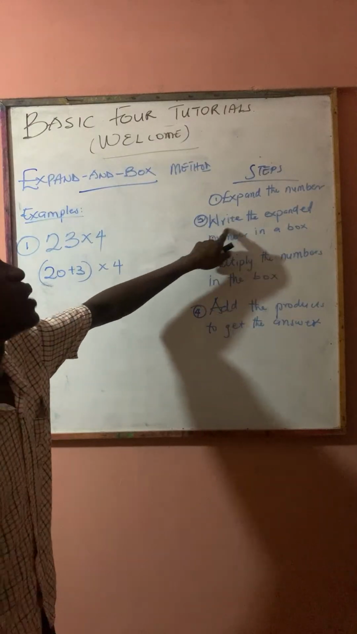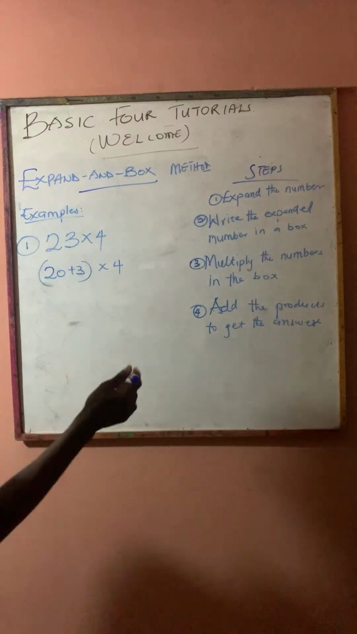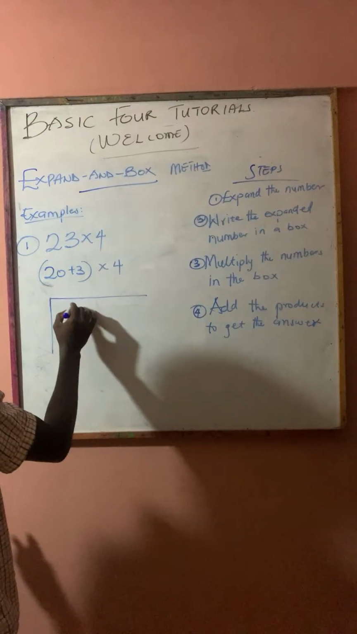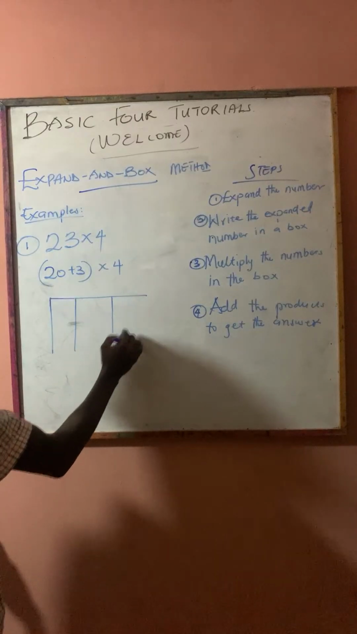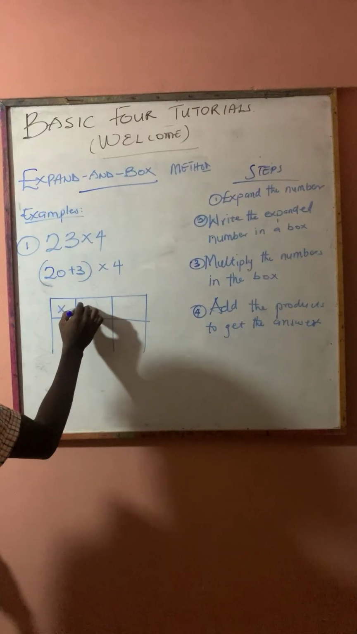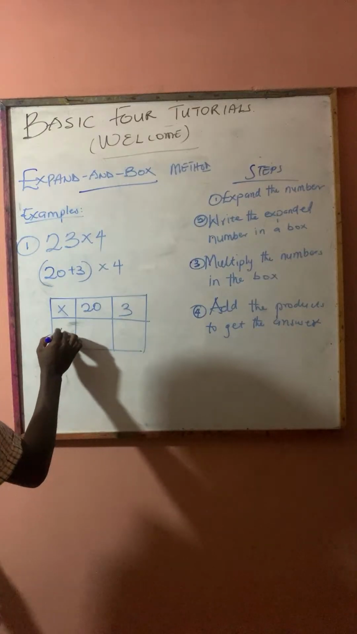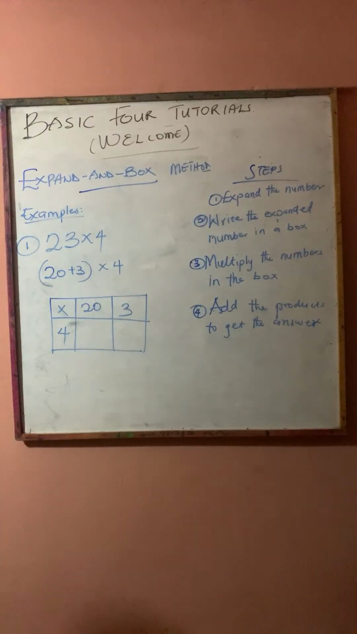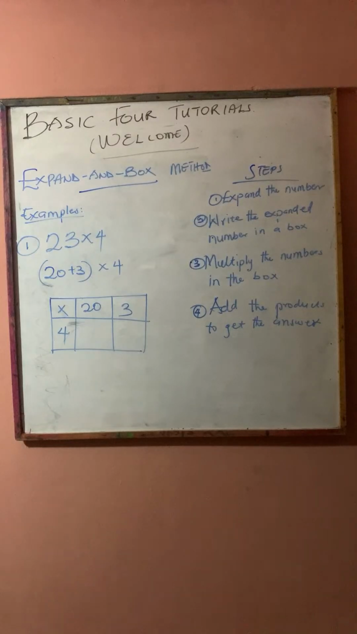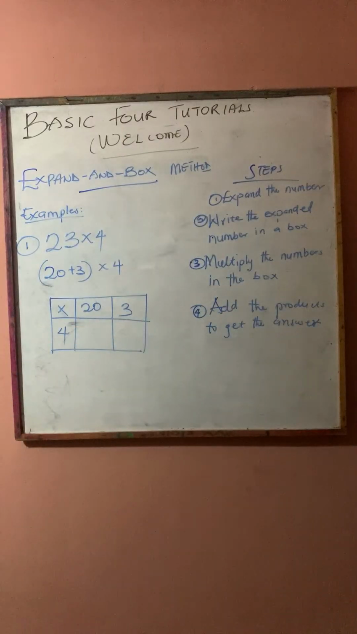Then step 2, write the expanded number in a box. We're going to write this in a box, okay? Get our box beautifully drawn. 20 here, 3 here, times 4. Beautifully drawn like this, okay? And then we multiply the numbers in the box, okay?